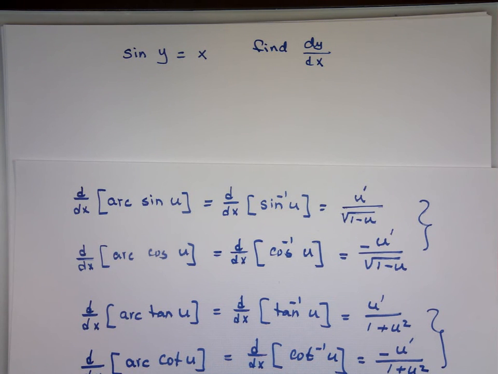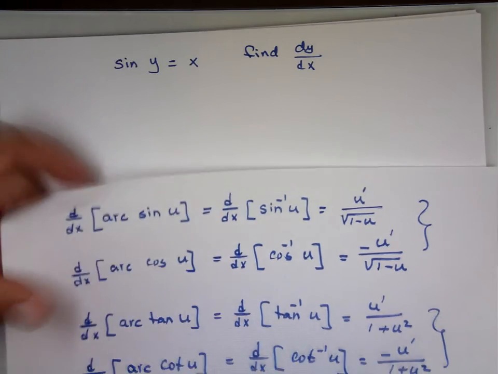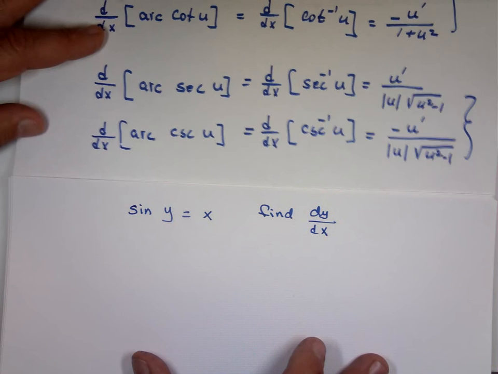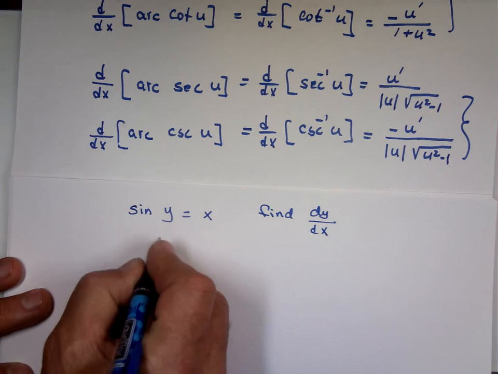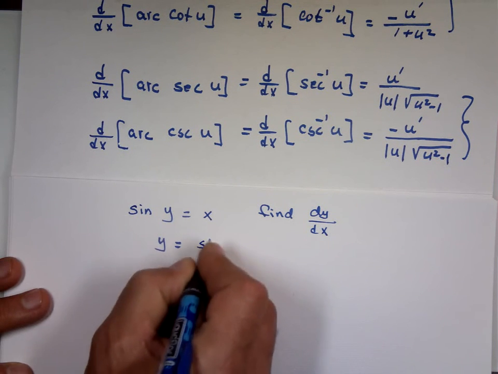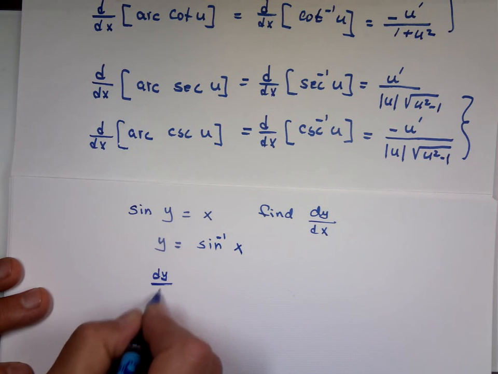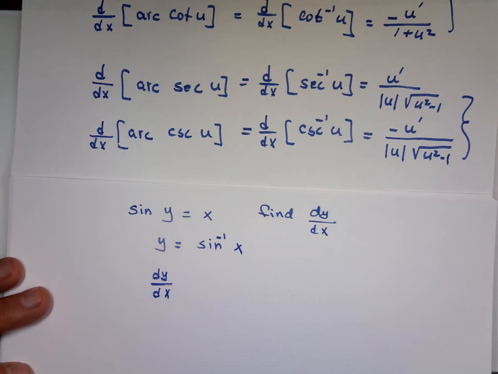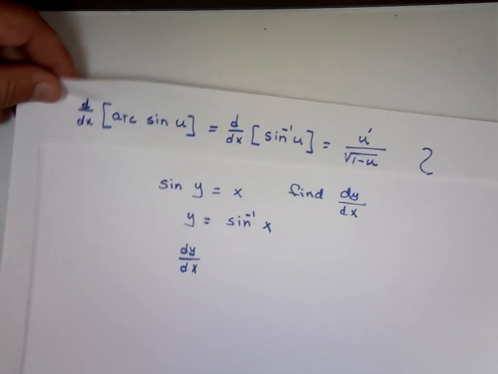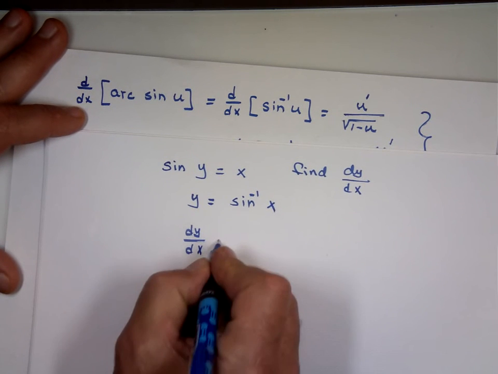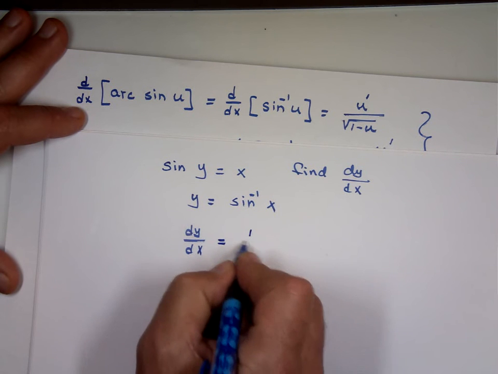One way to get rid of that, the sine, you take the inverse sine. So y equals the inverse sine of x. If you want the derivative of that, using rule number 1 from today, this is your u right here, which is x. What's the derivative of x? So it's 1 over the square root of 1 minus x.